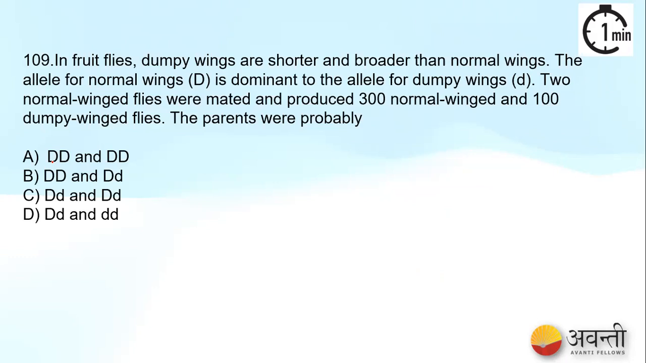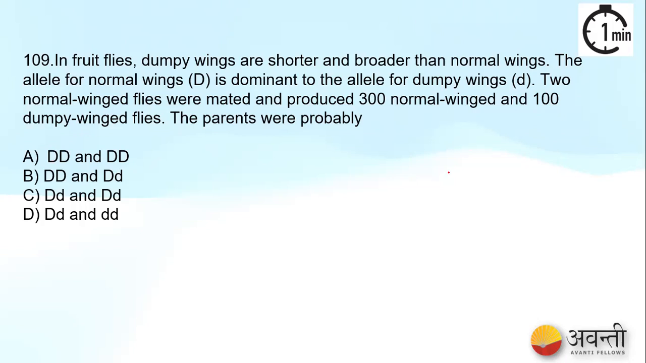It's very, very interesting. And it's easy also. Okay. In fruit flies, dumpy wings are shorter and broader than normal wings. The allele for normal wings is D, which is dominant to the allele for dumpy wings, that is small d. Normal wing flies were mated and produced 300 normal wing and 100 dumpy wing flies. The parents were probably... So if you just observe this, they're talking about a 3 to 1 ratio of phenotype. So where can you observe this 3 to 1 phenotypic ratio? If you observe this, you can think about, okay, we might have seen this somewhere in our monohybrid cross when we talked about tall and dwarf plant.